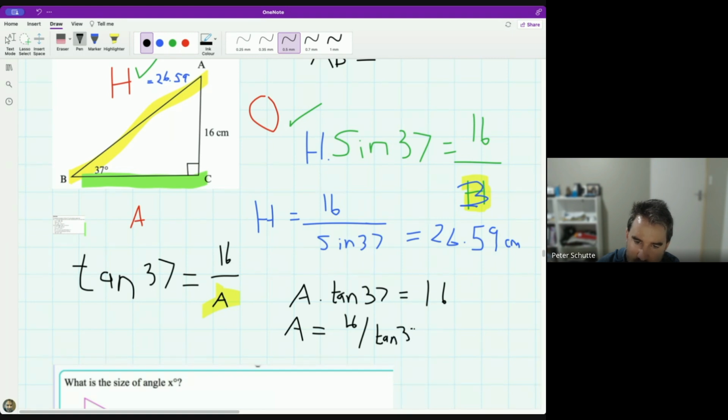And what are you getting when you put that in your calculator? So 16 divided by the tan of 37, and I get 21.23. So 21.23 is what I get for this thing here.